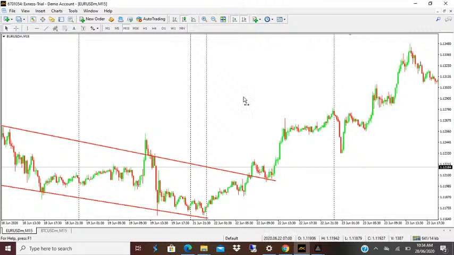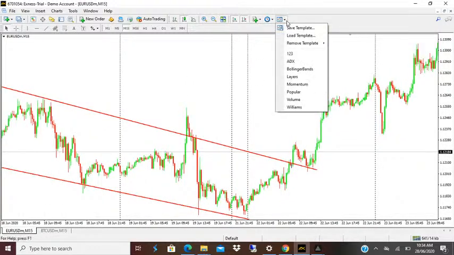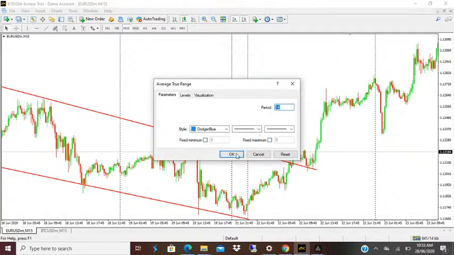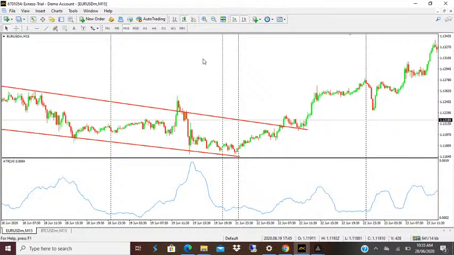Okay. So there is something called the average true range indicator. All right, so let's find that. Average true range. Just click OK and you would have it. So I'm on the Euro USD, and what is my daily average true range?